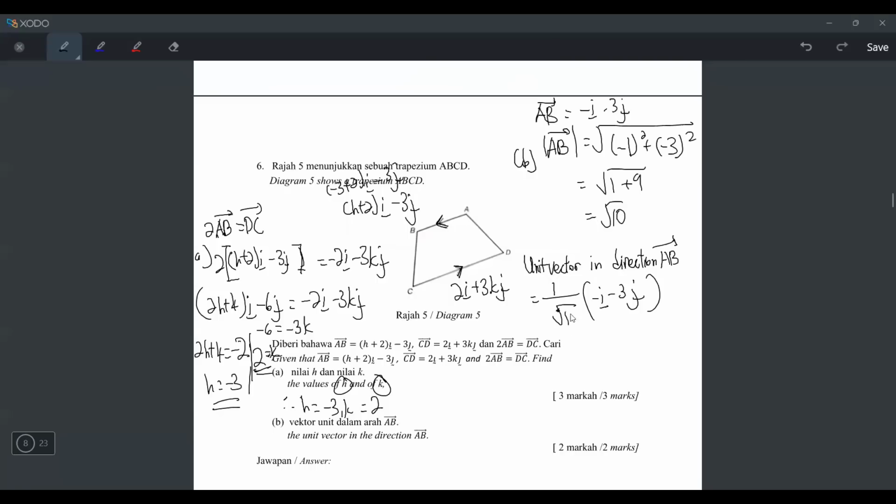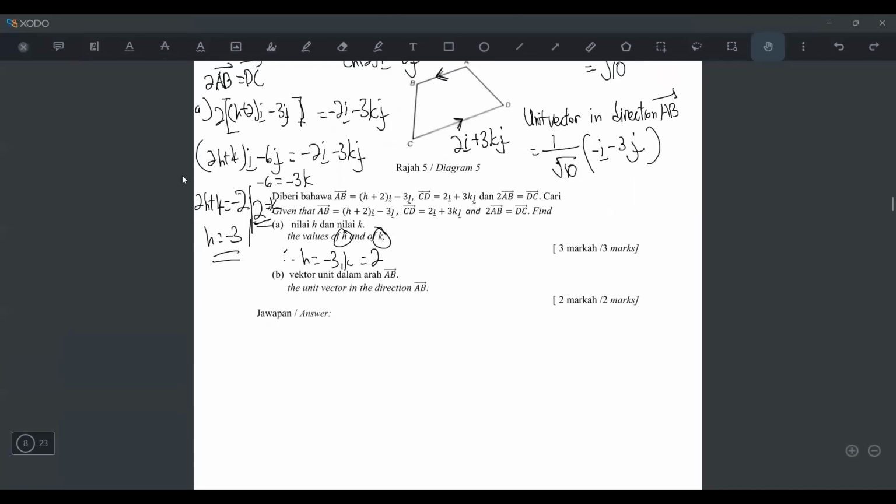So the magnitude is square root 10, right? And now you can darab masuk, right? Actually, you want to leave your answer here also can. But I usually like to darab masuk. So darab masuk, expand the bracket.